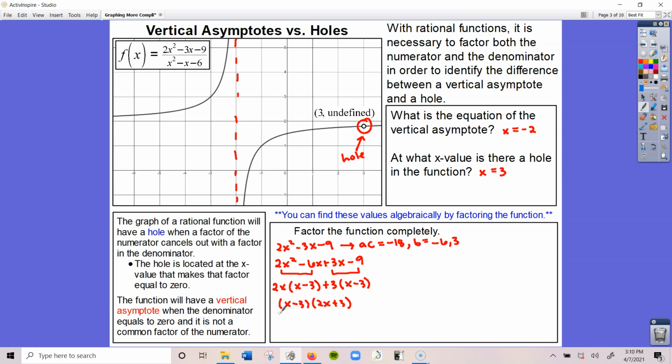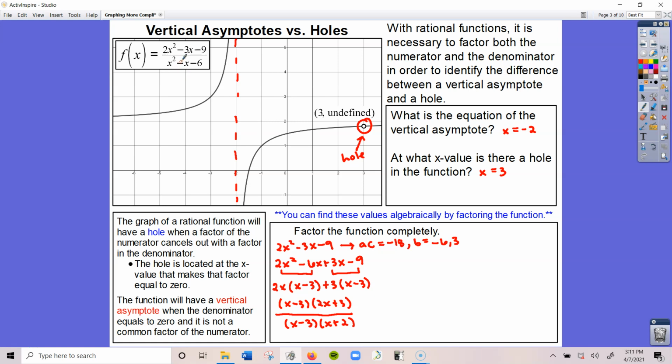This is just the numerator. We also have to factor the denominator. The denominator is x squared minus x minus 6, and this can be factored to give you (x minus 3)(x plus 2). Since negative 3 times 2 gives you the negative 6, and negative 3 plus 2 gives you the negative 1.